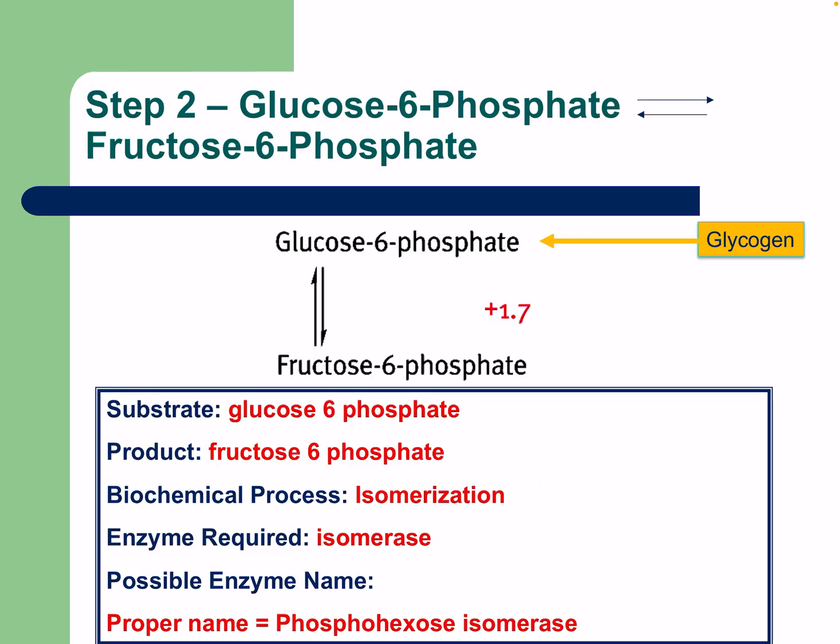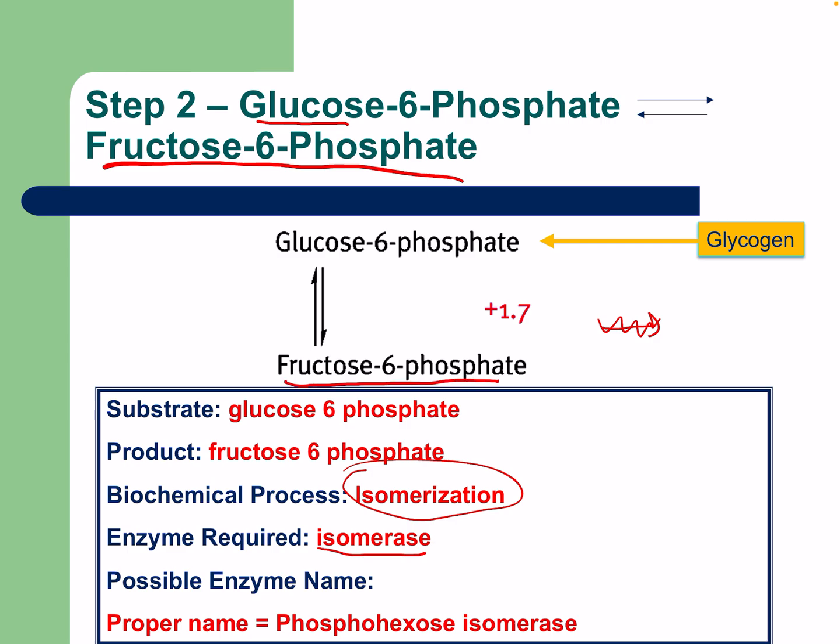Step 2 of glycolysis. Now we go from glucose 6-phosphate to fructose 6-phosphate. We can see here we're having a change from glucose to fructose. As we mentioned before, isomerases involve changing the geometrical structure of a molecule. We talked about glucose to fructose being just a change in structure, nothing else. So this is an isomerase and involves isomerization of glucose 6-phosphate into fructose 6-phosphate.